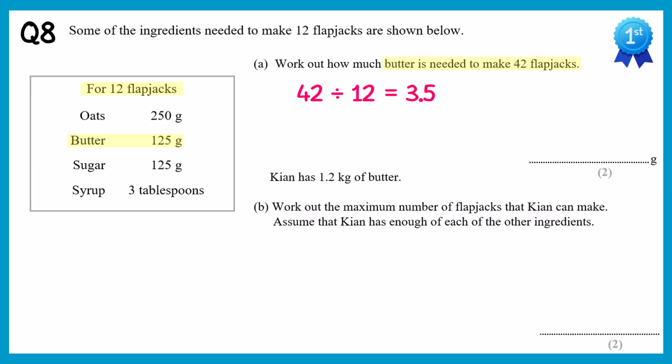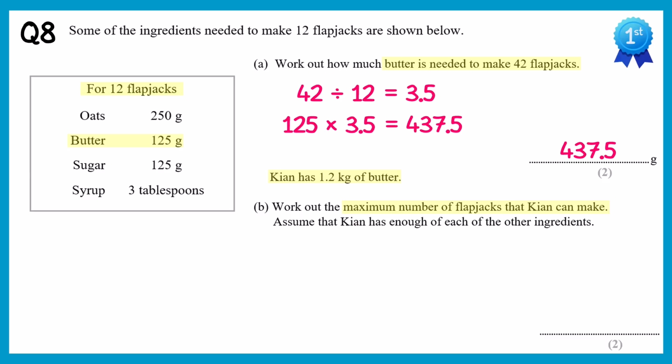If we're going to do this same recipe 3.5 times, we'll need 3.5 times as much butter. So if we do 125 grams of butter multiplied by 3.5, we get 437.5, which is the answer to the question. In the second part of the question, we're told that Kian has 1.2 kilograms of butter, and we need to work out the maximum number of flapjacks that Kian can make.